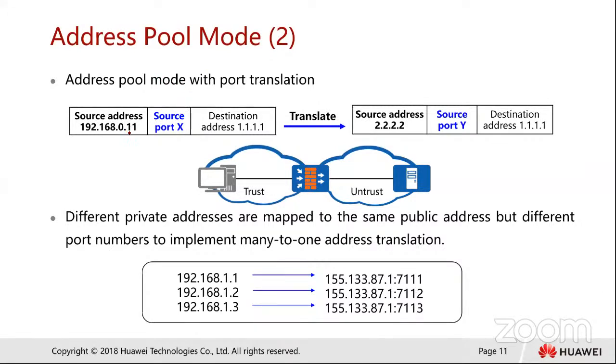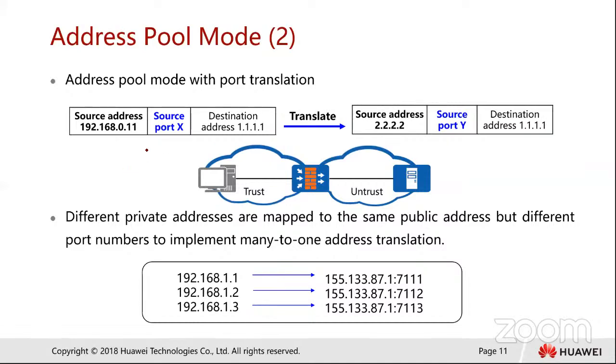So address pool mode with port translation, here we have our source address. As you can see, there's an important factor here which is being added, and that is the port. It will translate the address, and at the same time it will also translate the port. Those are two things being translated, the address and the port, and then communication is successful.